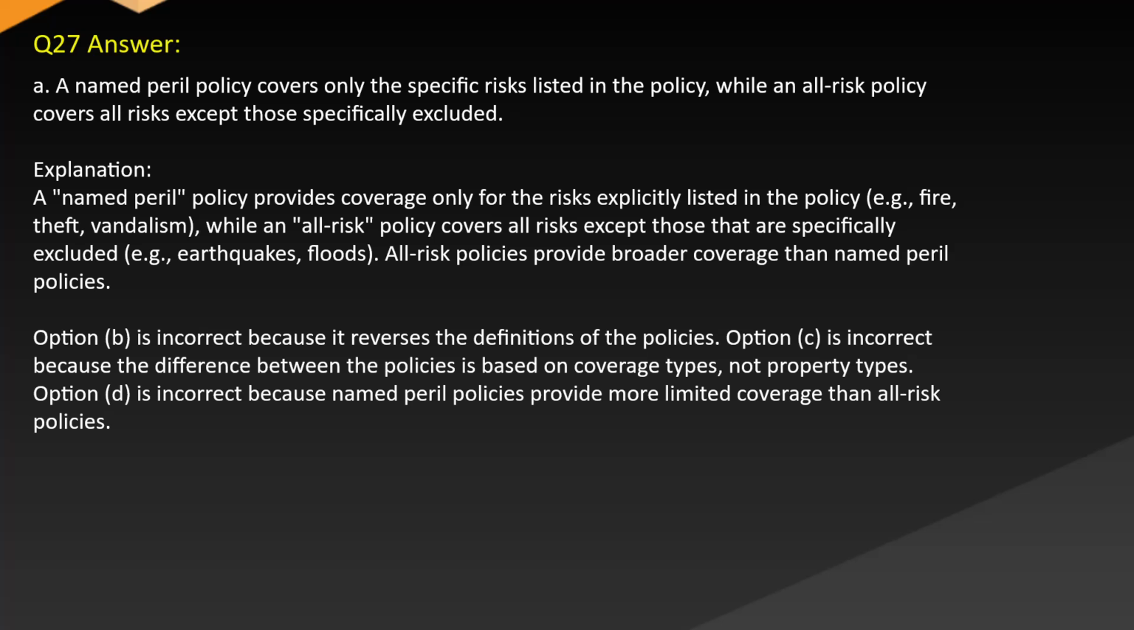Option B is incorrect because it reverses the definitions of the policies. Option C is incorrect because the difference between the policies is based on coverage types, not property types. Option D is incorrect because named peril policies provide more limited coverage than all-risk policies.